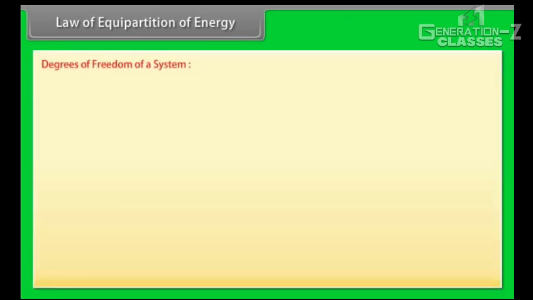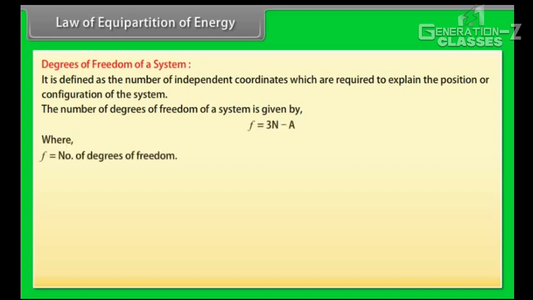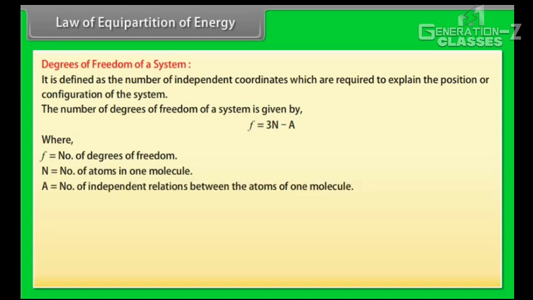Degree of freedom of a system. It is defined as the number of independent coordinates which are required to explain the position or configuration of the system. The number of degrees of freedom of a system is given by f = 3N - A, where f is the number of degrees of freedom, N is the number of atoms in one molecule, and A is the number of independent relations between the atoms of one molecule.